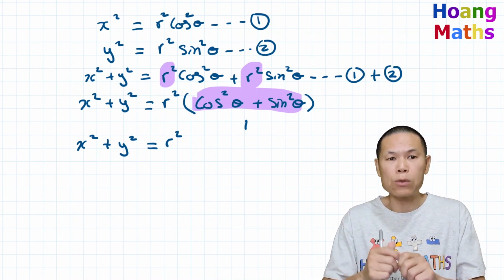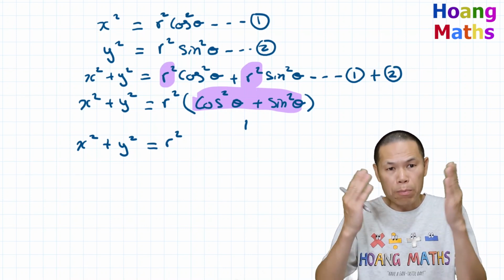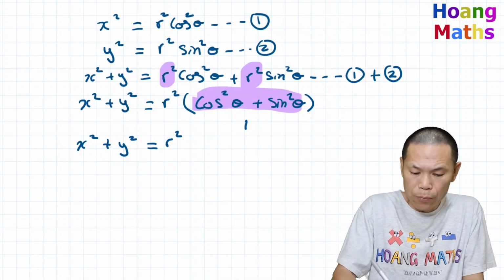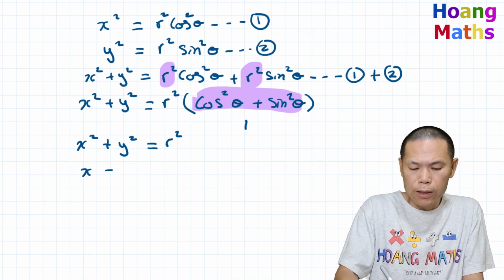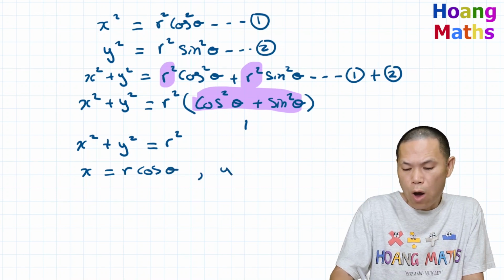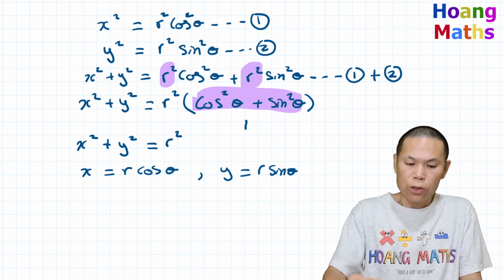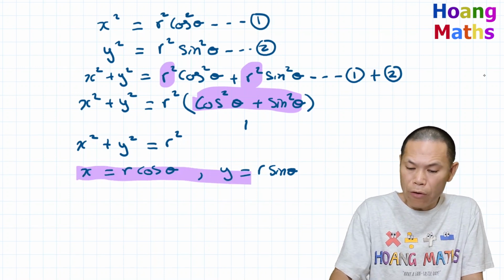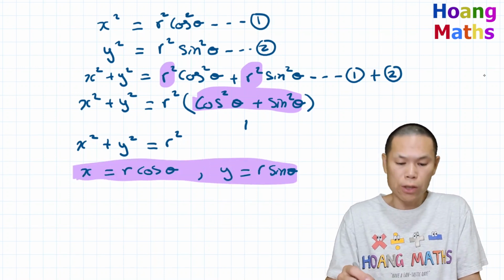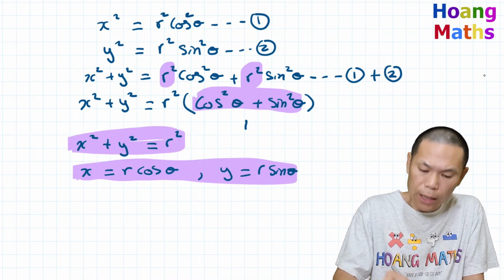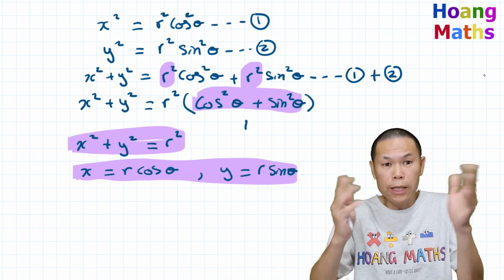So x squared plus y squared is r squared. And the parametric equations for this are x is equal to r cos theta and y equal to r sine theta. So there you go. These are the parametric equations for the circle, and this is the Cartesian equation. Please keep that in mind.